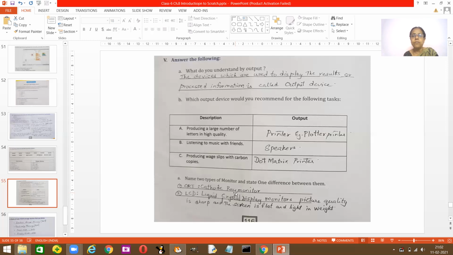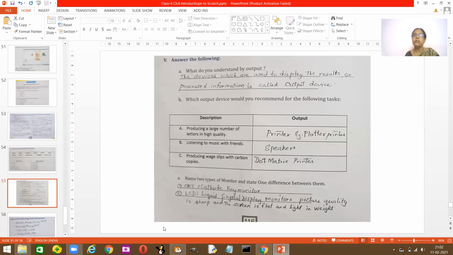Name two types of monitor and state one difference between them. There are two types of monitor. One is the CRT, which is called the cathode ray tube monitor. That's the old system. And now you have the LCD, which is a liquid crystal display monitor. The picture quality here is very sharp and the screen is flat. Before, the CRT had a big base at the back of the monitor. Now it is a simple flat screen and it's light in weight. Before it was very heavy, those old computers which used cathode ray tubes.